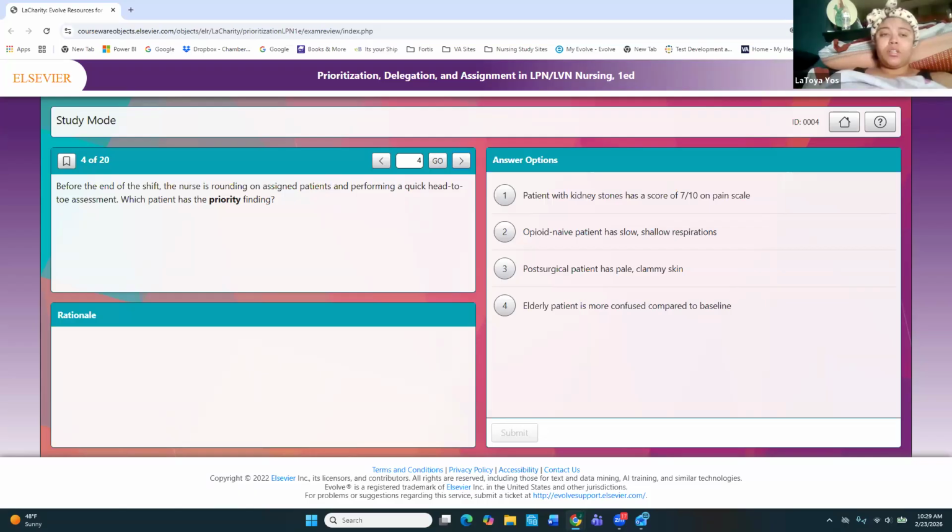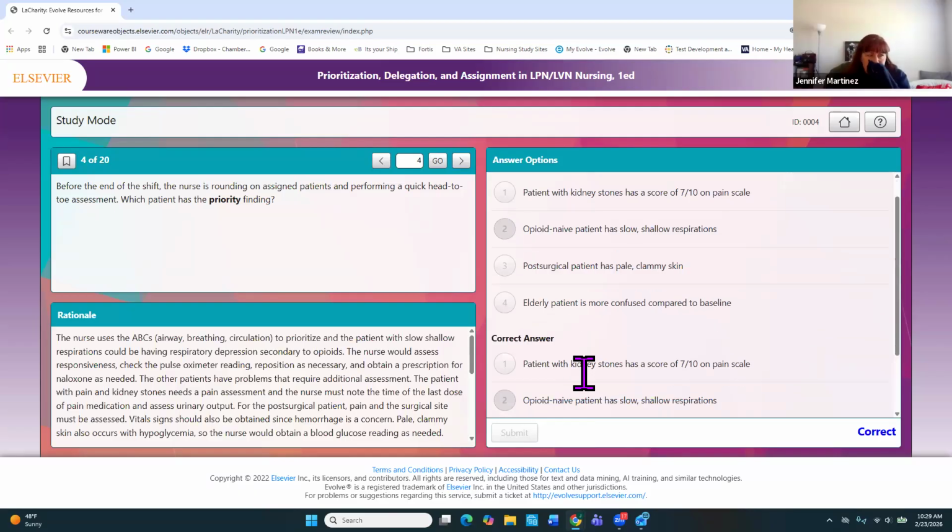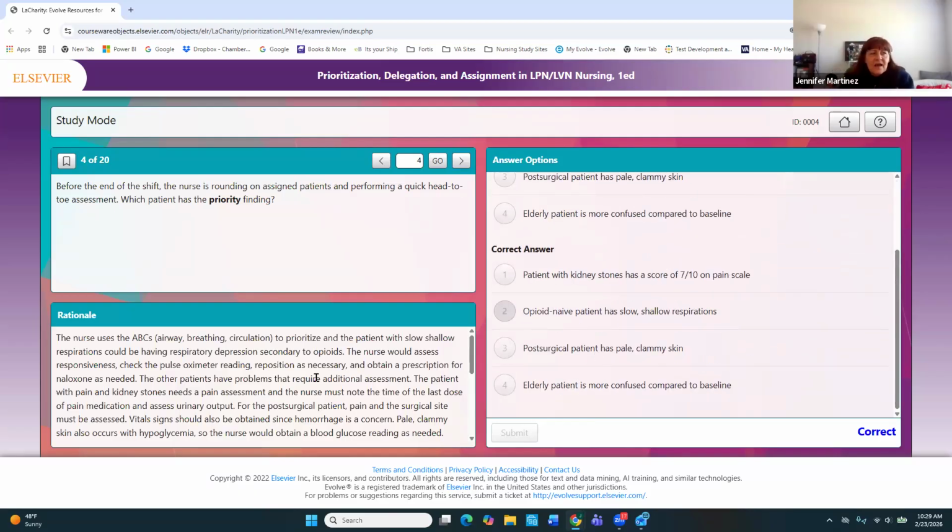It would be two because of the ABCs, their breathing. That's what I was thinking as well. Same here. Absolutely, ABCs. Shallow respirations could mean respiratory depression related to the opioids. So we're going to assess responsiveness, check their pulse ox, reposition, and potentially get a prescription for naloxone. Other patients also require additional assessment, but slow, shallow respirations are your priority.